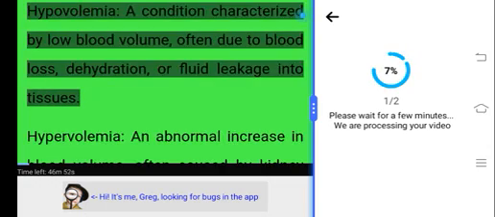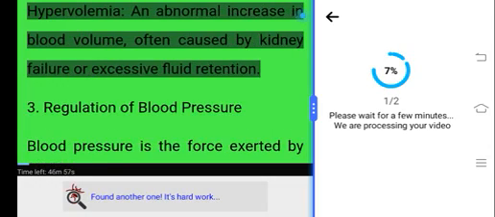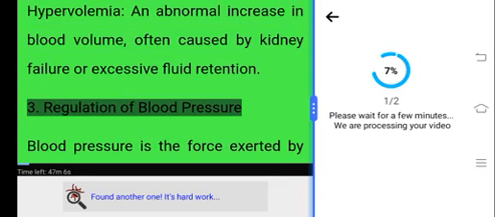Disorders. Hypovolemia, a condition characterized by low blood volume, often due to blood loss, dehydration, or fluid leakage into tissues. Hypervolemia, an abnormal increase in blood volume, often caused by kidney failure or excessive fluid retention. 3. Regulation of blood pressure.